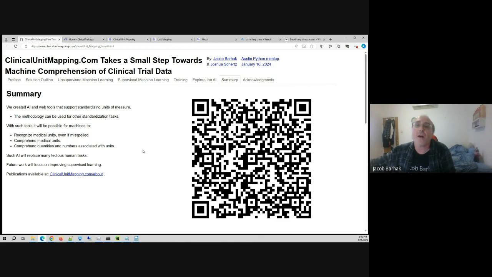Apparently, they have the same problem in other sciences, not necessarily medical. There are some solutions out there, but this is aimed specifically at using the best technology available today, transformers, to actually do this.